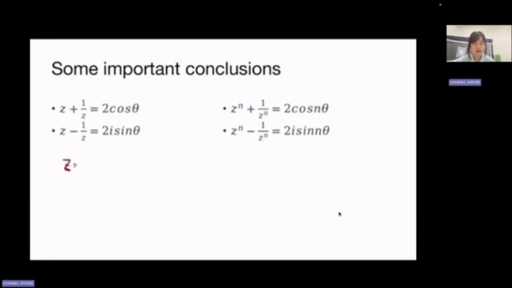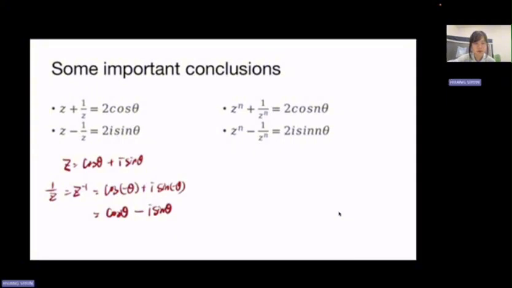We just write z as cosine theta plus i sine theta. Then the inverse of the complex number is equal to cosine negative theta plus i sine negative theta, which is cosine theta minus i sine theta. And when we add both of the equations, we can obtain this. We just eliminate the imaginary part, i sine theta. And when we use the first equation minus the second one, we have z minus 1 over z equal to 2i sine theta. The rest is the same.